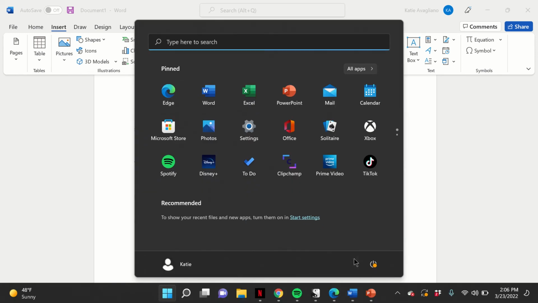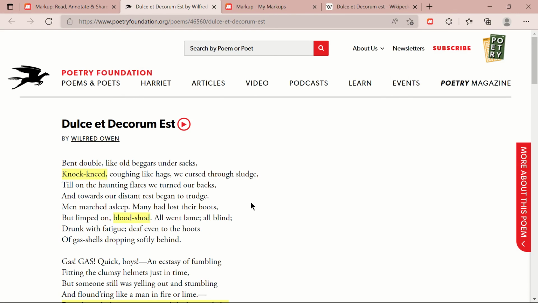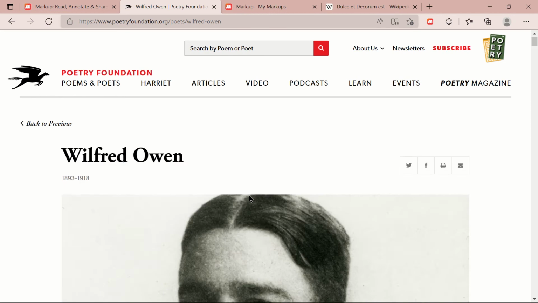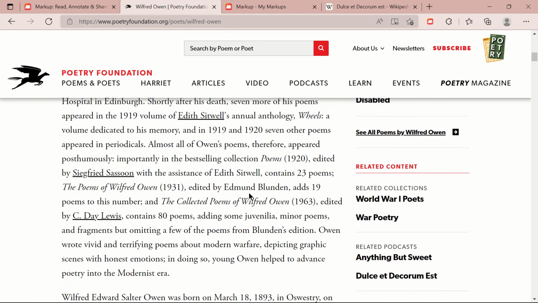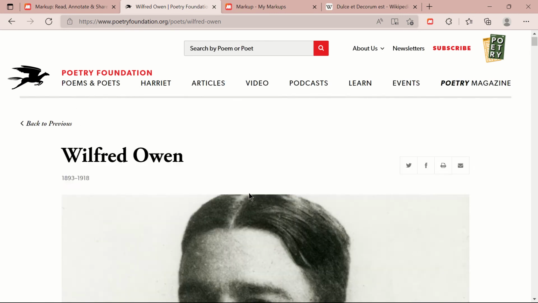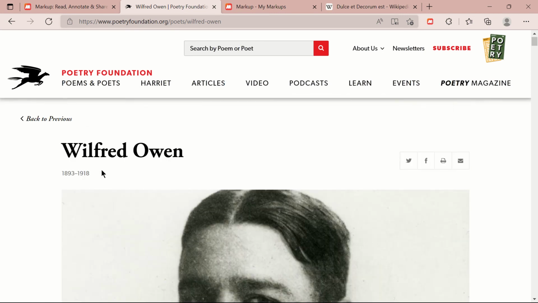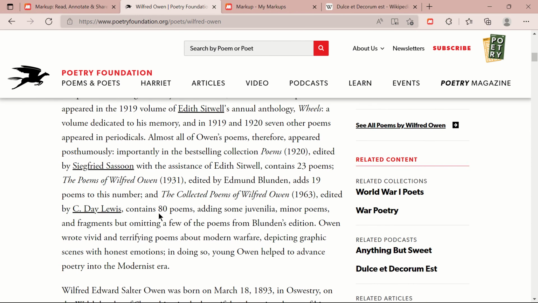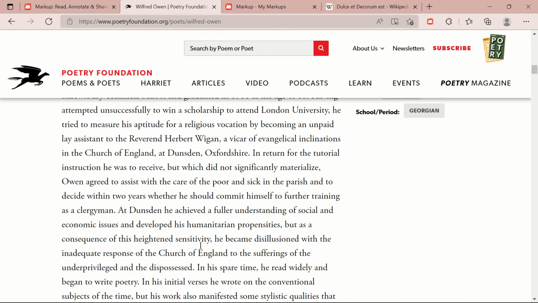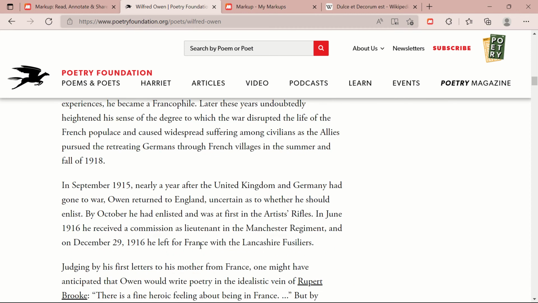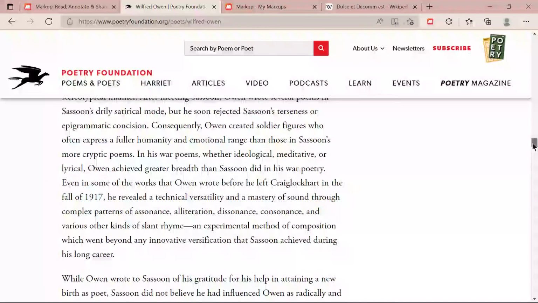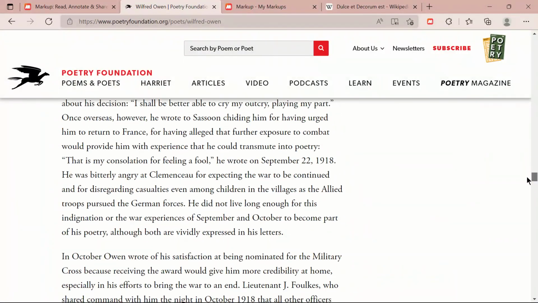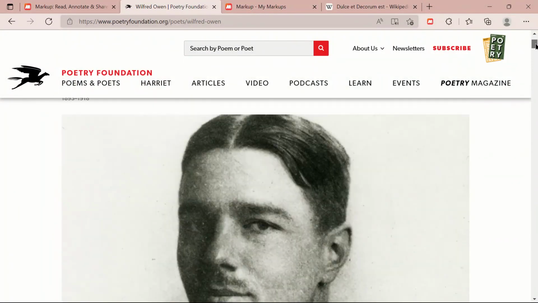So go off, do some background research. I suggest maybe starting here with our background from the Poetry Foundation about Wilfred Owen. And here you'll learn a lot of interesting things, like the fact that he did serve in World War I. He's an English poet. He died when he was only 25 years old. And in that time, he managed to write a lot of pretty unpopular war poetry because he was writing about the war as he saw it from the front lines. So this is a good place to start, but it's not the last place that you need to go.